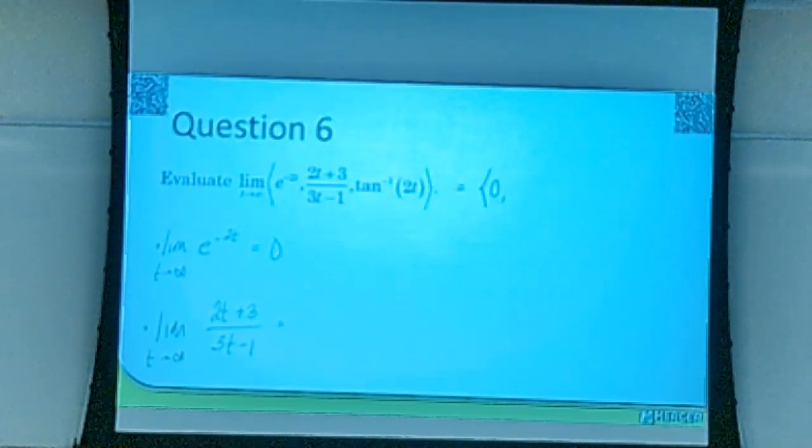You could also use L'Hopital. Take the derivative of the numerator over the derivative of the denominator.